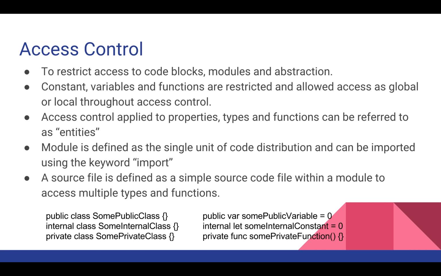Swift's access control model is based on the concept of modules and source files. Access control applied to properties, types, and functions can be referred to as entities. A module is a single unit of code distribution, a framework or an application that is built and shipped as a single unit, and that can be imported by another module using Swift's import keyword. A source file is a single Swift source code file within a module.